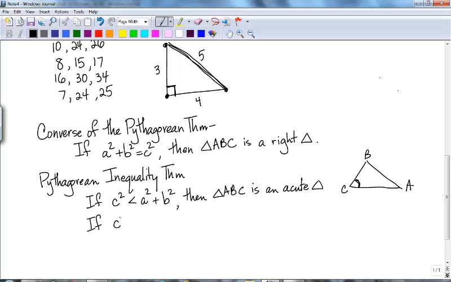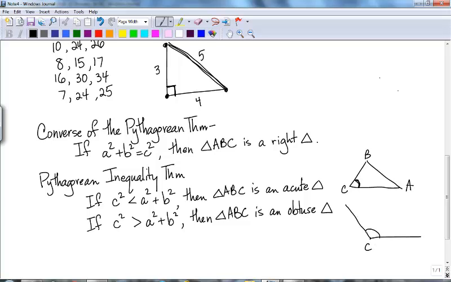If c squared is greater than a squared plus b squared, then triangle ABC is an obtuse triangle. So then you'd have an obtuse angle bigger than 90 degrees. This angle C would be bigger than 90 degrees. So you'd have something like that. This is an A down here. Let me write that very good. That'd be an A down there. So C, they're talking about angle C on those.